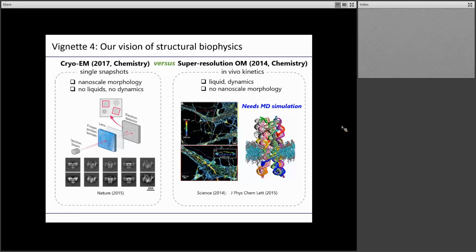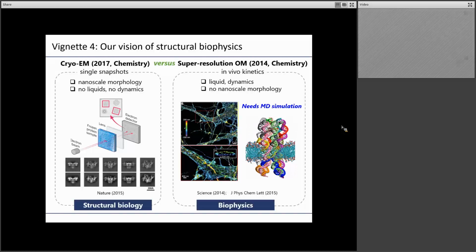So the merits and drawbacks of these two techniques make them belong to two different fields. Cryo-EM focuses on structure. It belongs to the field of structural biology, while super-resolution optical microscopy concerns the physics behind their dynamics. It belongs to biophysics.